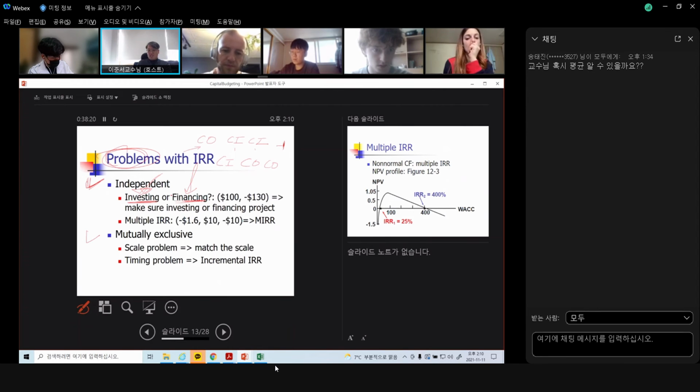In the financing case, a representative example of a financing project is something like BTS, right? Bangtan. Bangtan in Korean. The exact pronunciation is Bangtan, but most foreigners pronounce it differently. Bangtan Boys.